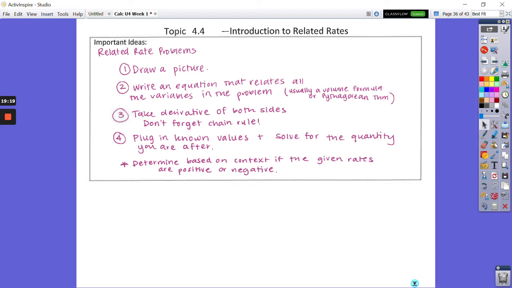Don't forget to use the chain rule on your normally independent variables. When we think about things like v equals 4/3 pi r cubed, r is the independent variable in this situation most of the time. But now our independent variable in our problem was time. And so we had to chain rule r when we were taking its derivative. And it's really easy to forget.